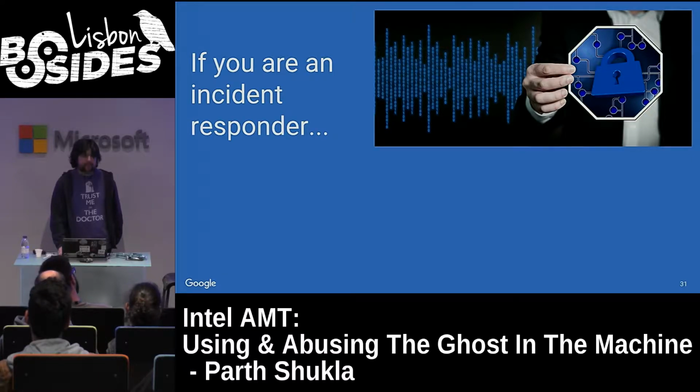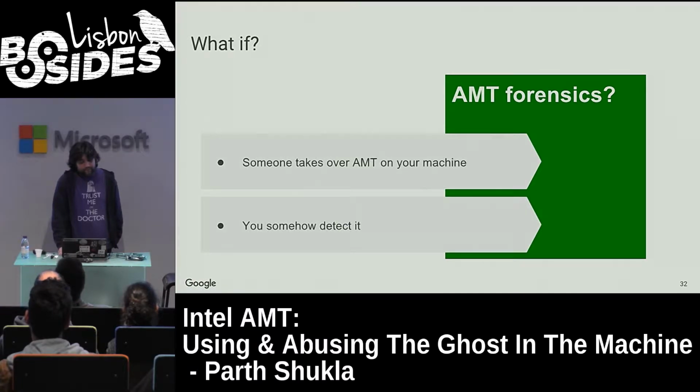What about if you're an incident responder? What if someone takes over AMT on your machine and you somehow detect it? What forensics options do you have? De-chipping is an option, but it's not very scalable. Remember, the ME is within the chipset, so you could de-chip. But if you have to do this on a large scale, it's going to get very expensive very quickly.